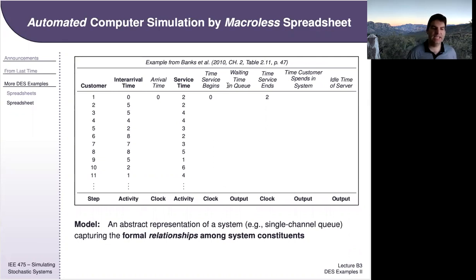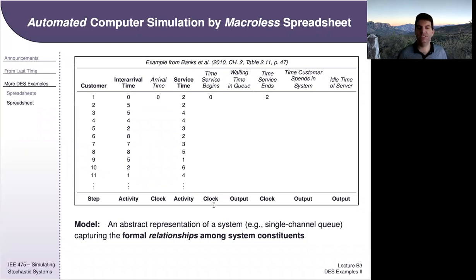So the basic idea here, and this is an example I took from chapter 2 of Banks, is that we want to load into our spreadsheet each line of the spreadsheet showing the customers. And each customer is going to have that customer's inter-arrival duration and service duration.